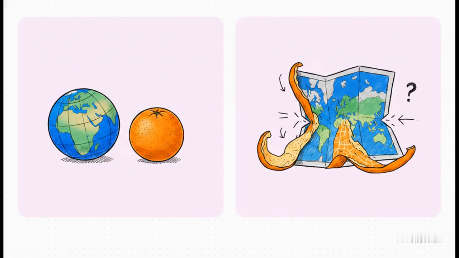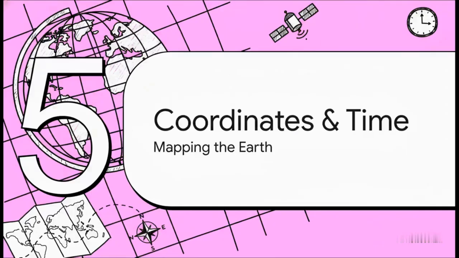If you've ever peeled an orange into large pieces and then tried to press that curved skin completely flat against the table, what happens? It tears, it stretches, it distorts. This perfectly illustrates exactly why flat maps can never perfectly represent our planet. To get a true, completely undistorted view of the Earth, we really have to look at a globe. Which perfectly sets up our final section.